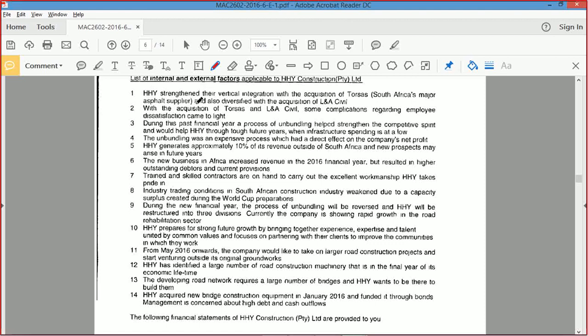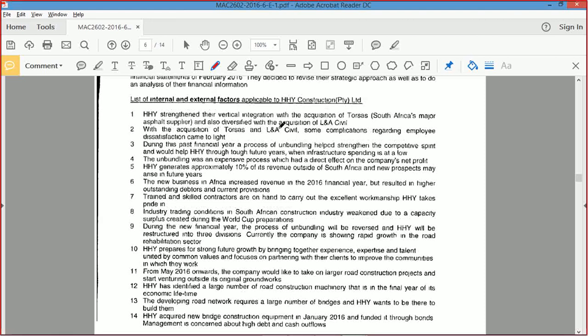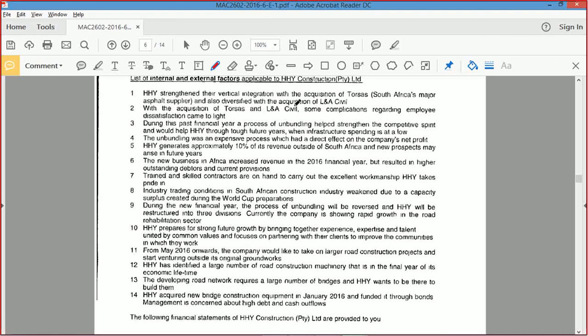Let's read the first one. HHY strengthened their vertical integration with the acquisition of Torsas, South African major asphalt supplier, and also diversified with the acquisition of LA Civil. Okay, that's good. Okay, that's mergers and acquisitions. Okay, they've acquired, this is a vertical integration. Okay, so they've literally bought one of their suppliers, and that'll definitely help the company. Would that be internal or external?